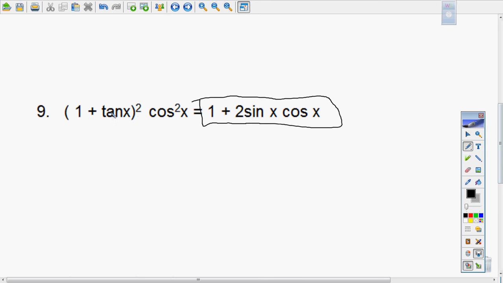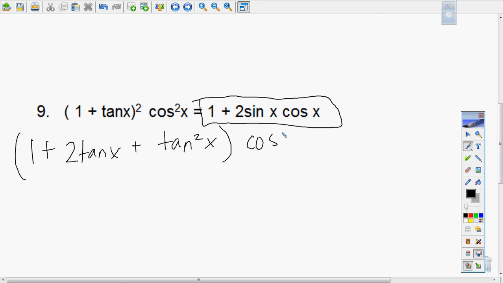Okay, so I have 1 plus tan x, squared, times cosine squared x. What does this square mean? You have to do it twice. I multiply it by itself, so we know that's going to come out to be 1 plus 2 tan x plus tan squared x. I already did it. And now I have cosine squared x on the outside.